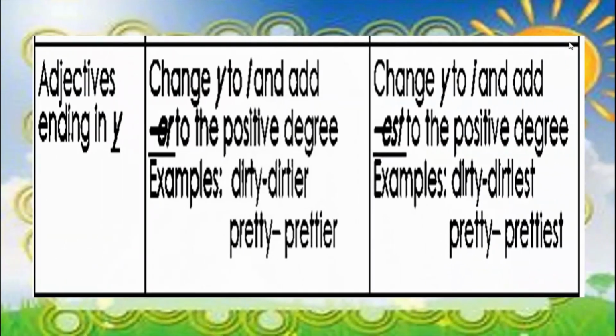For the adjective ending in Y, change Y to I and add ER to the positive degree. Examples: dirty, dirtier, pretty, prettier. For the superlative degree, change Y to I and add EST to the positive degree. Examples: dirty, dirtiest, pretty, prettiest.